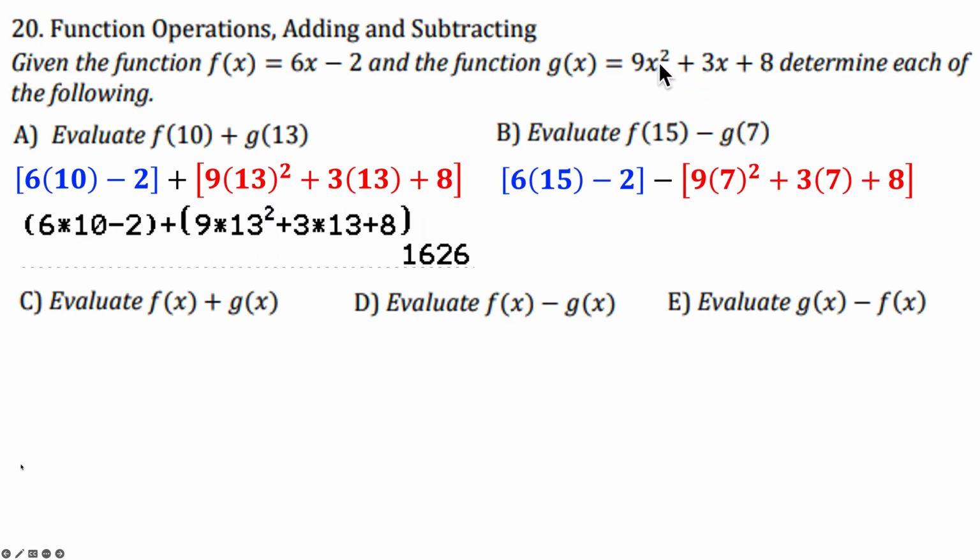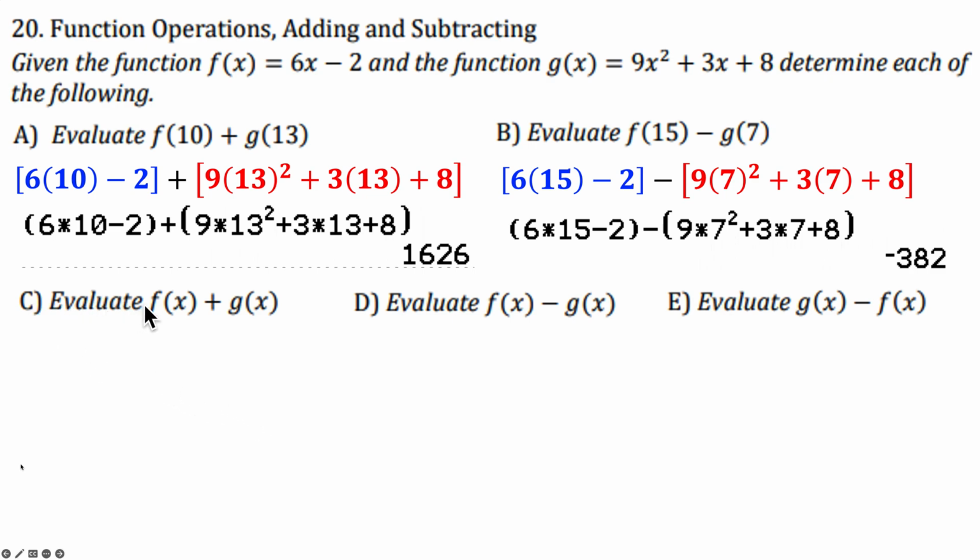B, f of 15, now you put 15 in for the x, and minus g of 7, you put 7 into those two x's. So again, your calculator entry, left parentheses, 6 times 15 minus 2 parentheses, minus left parentheses, 9 times 7 squared plus 3 times 7 plus 8, close them up, a negative 382.